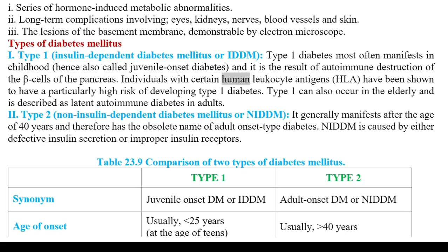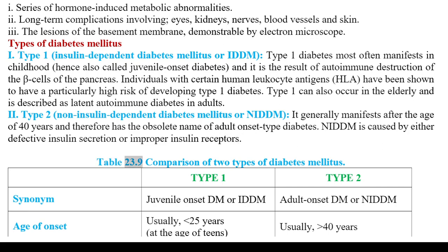Individuals with certain human leukocyte antigens, HLA, have been shown to have a particularly high risk of developing type 1 diabetes. Type 1 can also occur in the elderly and is described as latent autoimmune diabetes in adults. 2. Type 2, non-insulin-dependent diabetes mellitus or NIDDM. It generally manifests after the age of 40 years and therefore has the obsolete name of adult-onset type diabetes. NIDDM is caused by either defective insulin secretion or improper insulin receptors.